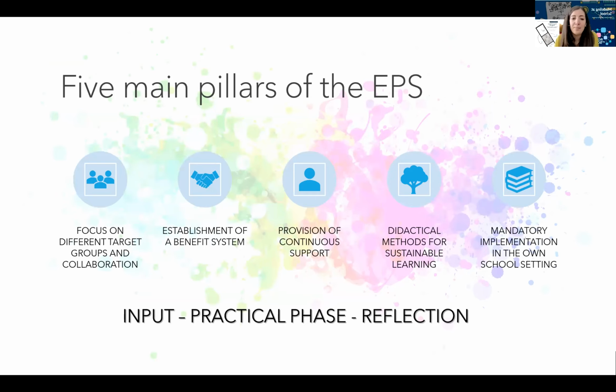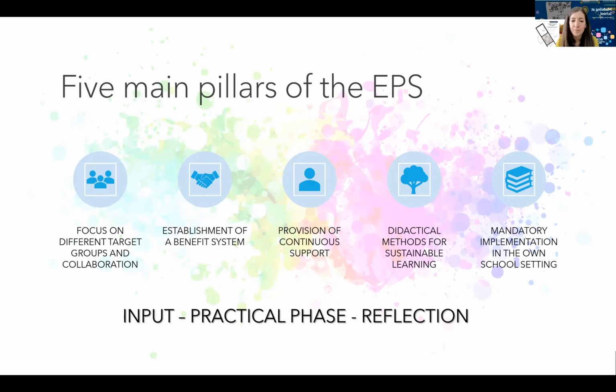So, and then back to the pillars. There's the third pillar, which is the provision of continuous support. So we do have the multipliers who are at school, the responsible persons at school. However, they are in close contact with the training institution, so with us in this case. And we do have weekly consultation hours, and we can support them.